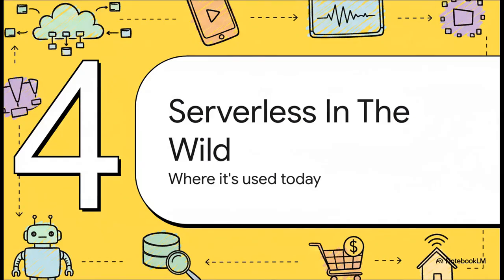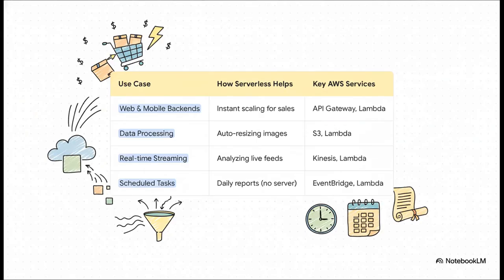All right, so theory is one thing, but where is this stuff actually being used out in the wild? Let's look at some real-world examples that you might even recognize. This table lays out some of the classics. For web and mobile backends, just picture a huge Black Friday sale. Serverless, with something like AWS Lambda, just instantly scales to handle that massive spike in traffic. No problem. Or how about data processing?